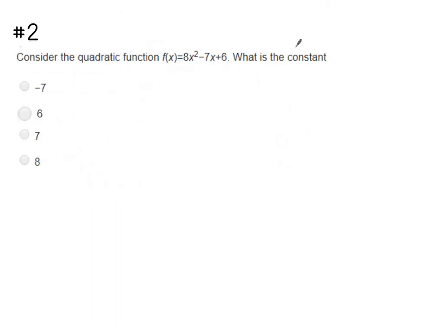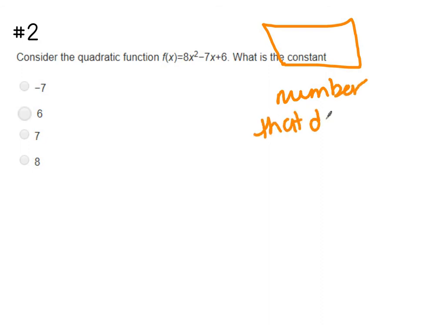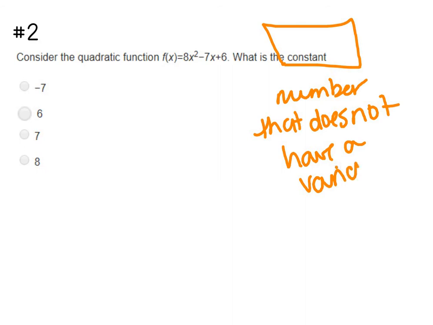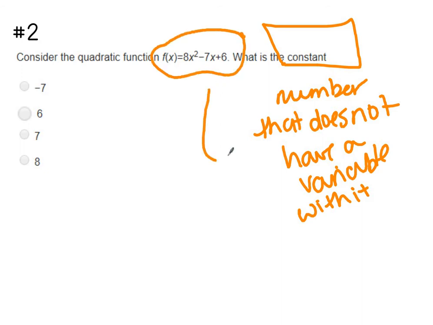Now, number 2, the constant. So remember, a constant is going to be a number, okay, that does not have a variable with it. Okay, so again, you're going to look at your equation, you're going to decide which of those numbers, the 8, 7, and 6, would be a constant based on what we know to be the definition of a constant.